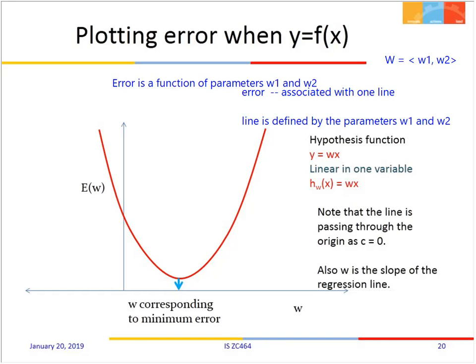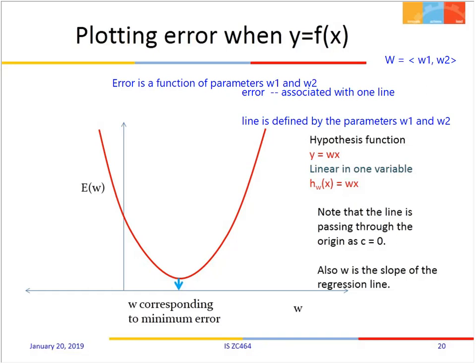Fine. So if it is the parameter W1 and W2 that is affecting error, then I can take on this y-axis and visualize this error as a function of W. Assume that you had an intercept 0. What is that condition when you have the intercept 0? Can you tell? Which line will have intercept as 0? It is the line that passes through the origin, not the axis. It is the line that passes through the origin.